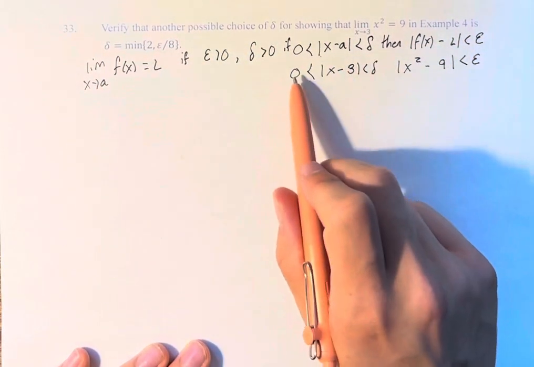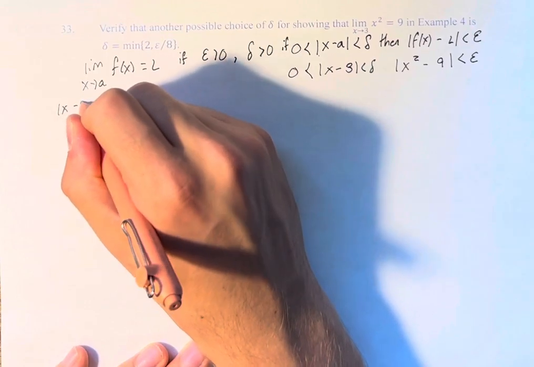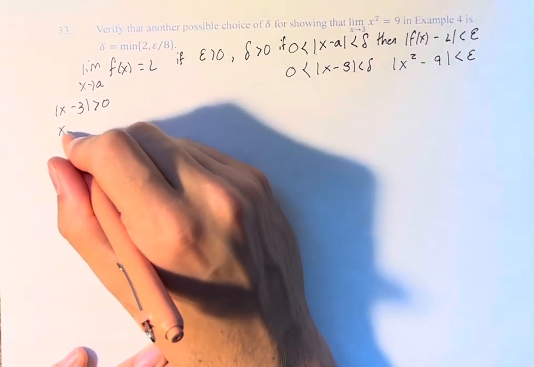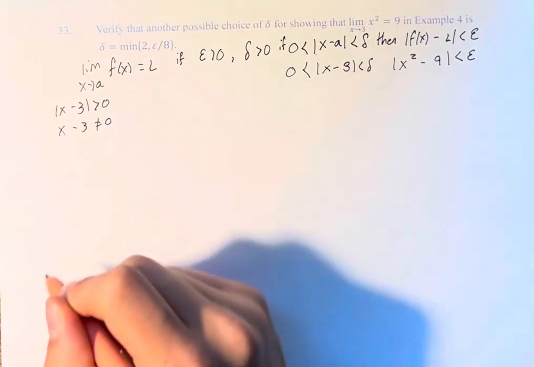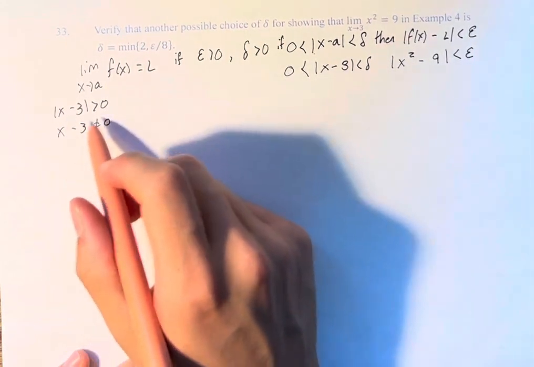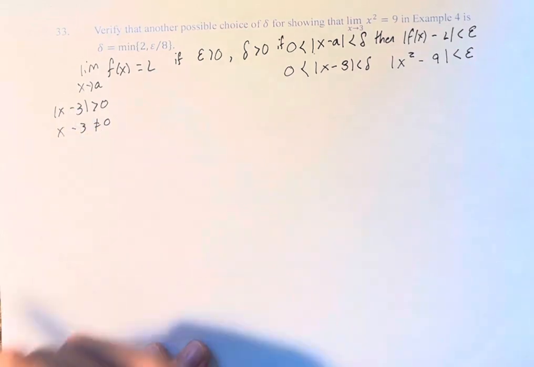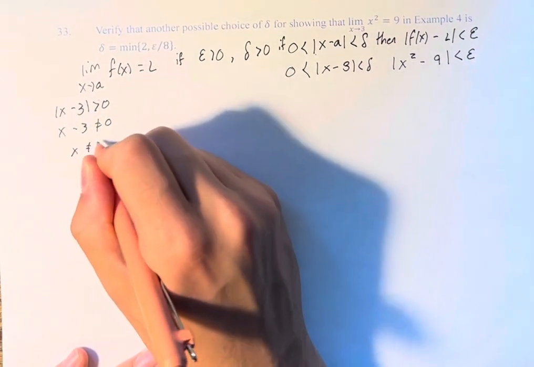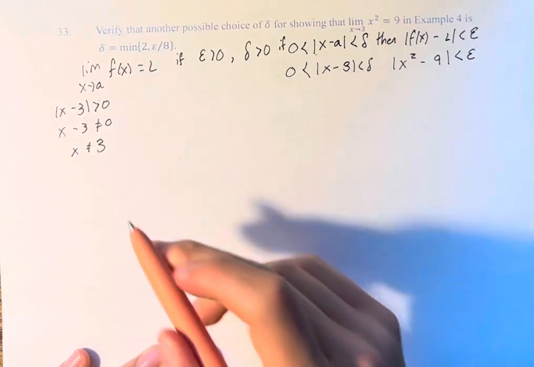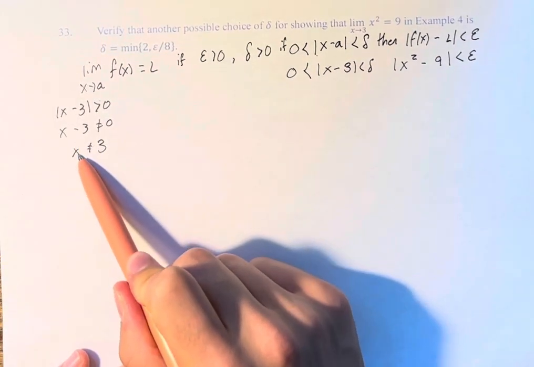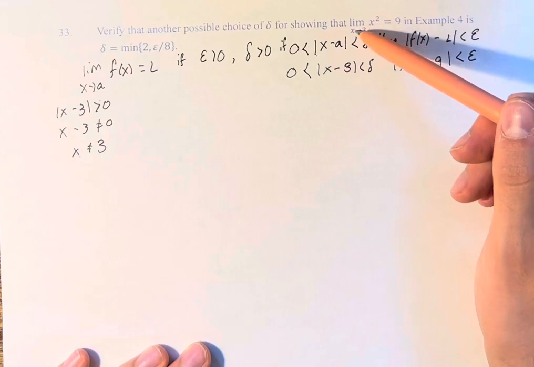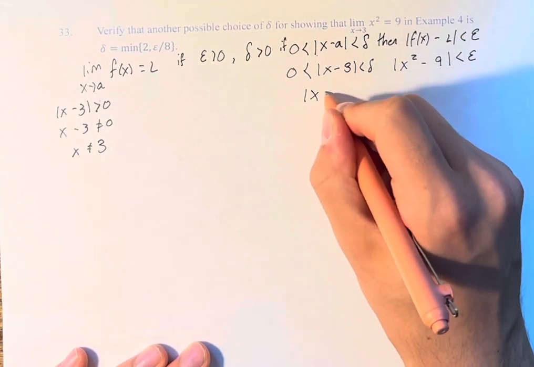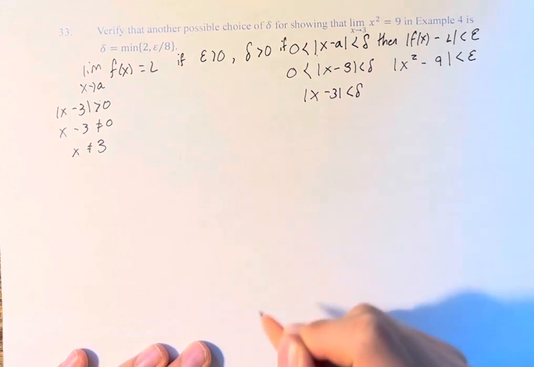And first of all, if we have the absolute value of x minus 3 is greater than 0, this is the same as saying x minus 3 is not equal to 0, because this is the only valid output of an absolute value that we are eliminating by saying that it's greater than 0. Therefore, x is not equal to 3. However, we already know that x is not equal to 3 because we're only looking at the limit as x approaches 3, not what's happening at 3. Therefore, we can say the absolute value of x minus 3 is less than delta.